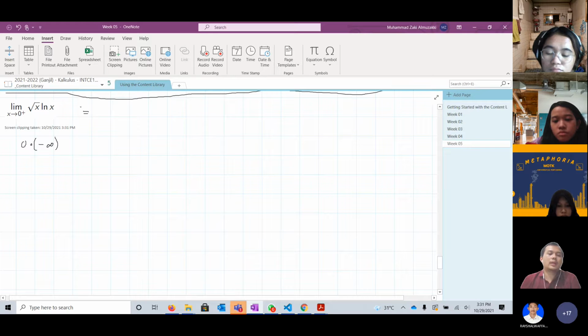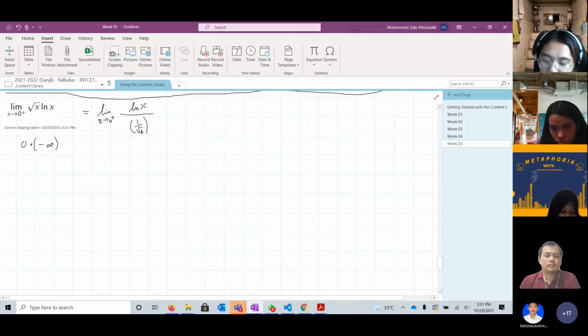Jadi karena kita mau memakai aturan L'Hopital, maka kita mengubah menjadi bentuk pembagian. So we have limit x to 0 from the right of ln x over 1 over square root of x. Now if we put this, in this case what we have is minus infinity over infinity. So in this case we can apply L'Hopital's rule.